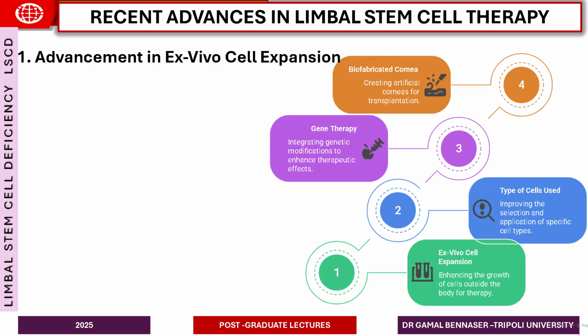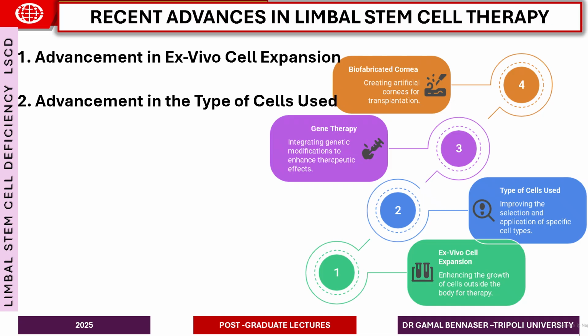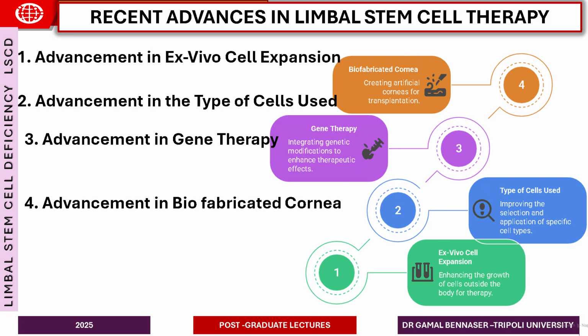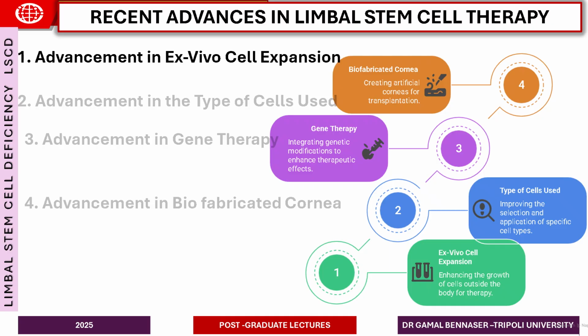Number one, advancement in ex vivo cell expansion, that is, laboratory cell culture. Then there is advancement in the type of cells used, either limbal stem cells or mesenchymal stem cells or other cells. Also, there is advancement in gene therapy and advancement in the biofabricated cornea. So we will discuss the latest advances in these four aspects, and we will start with the advancement in ex vivo cell expansion.